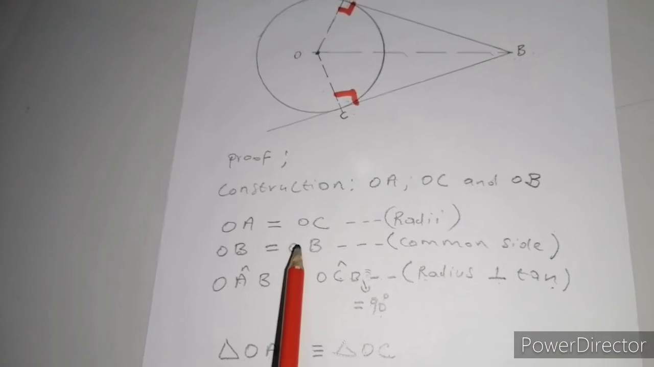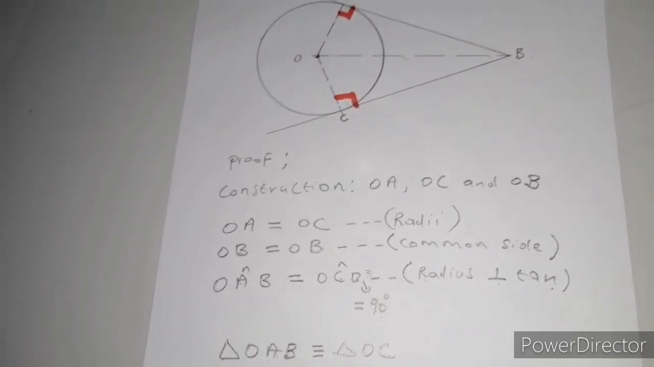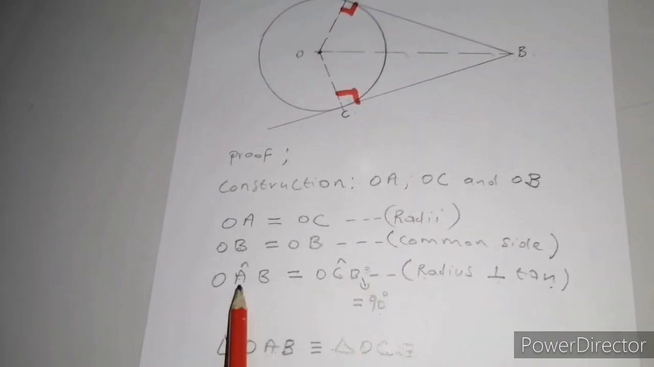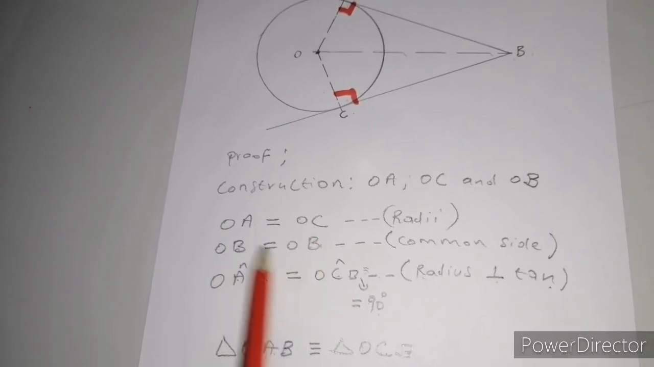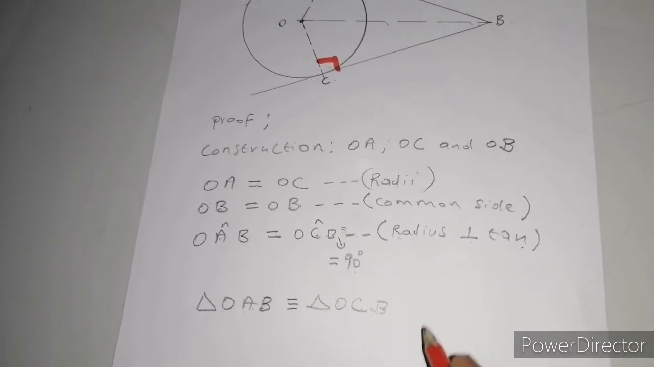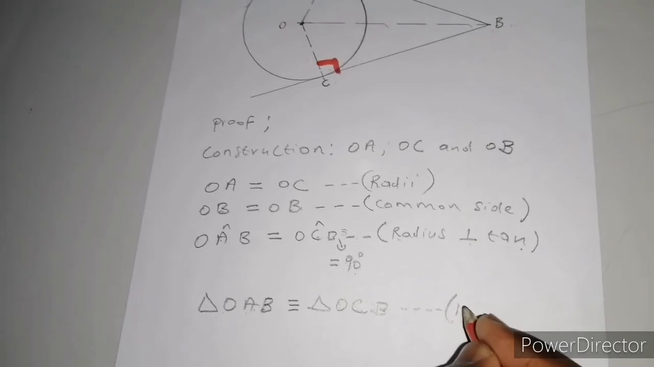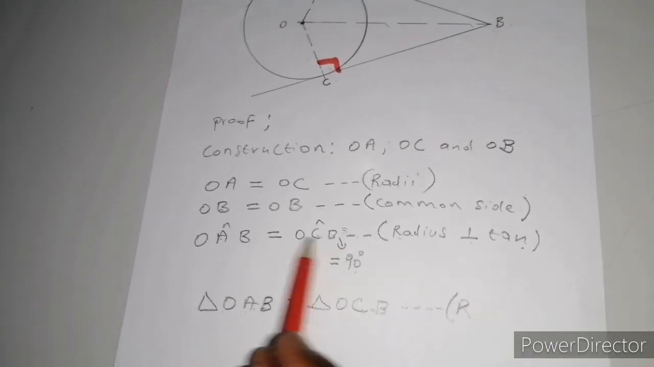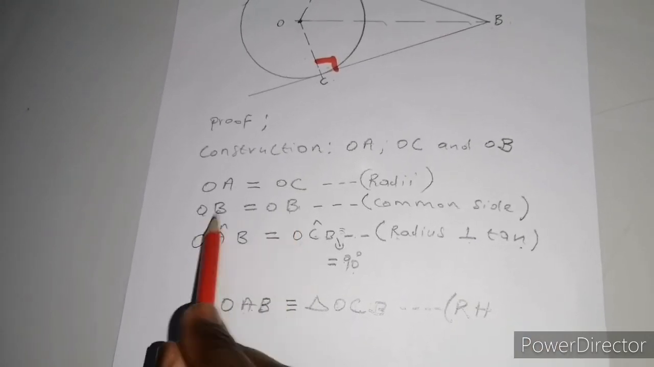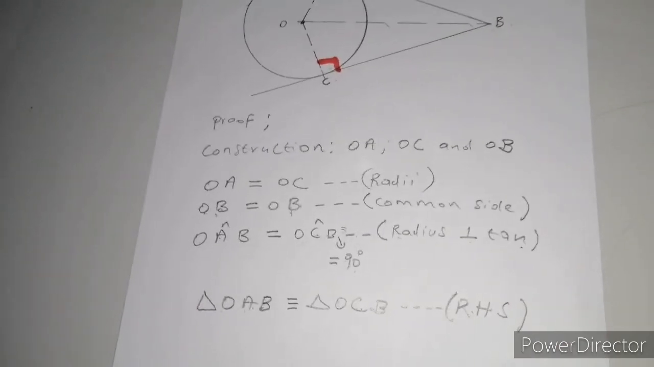Then OB is equal to OB. O, then B. Then corresponding angles are corresponding and corresponding sides are corresponding in this notation. Then the reason is that right angles are equal, hypotenuse are equal, and then one other side, RHS property.